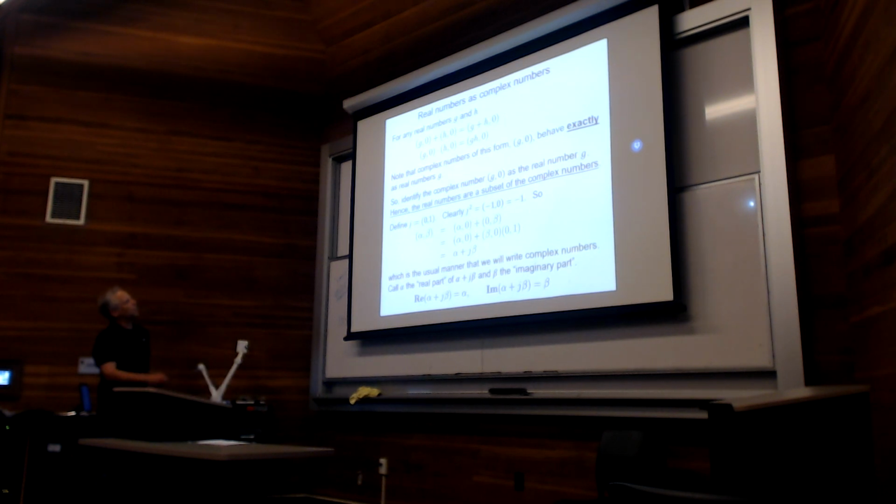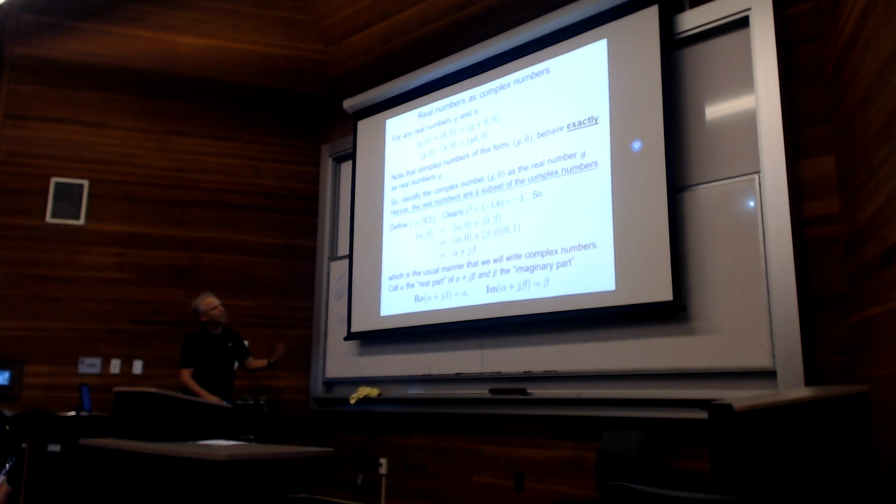So for any real numbers g and h, if I make the complex numbers (g, 0) and (h, 0) and add them, I get (g+h, 0). And if I multiply them, as on the previous pages, I get (gh, 0). So it makes sense to think of the real numbers as a subset of the complex numbers, right? Complex numbers of this form behave exactly like real numbers g. You can add them and multiply them, and you just get back these real numbers. So we'll identify (g, 0) as the real number g, and in that sense, the real numbers are a subset of the complex numbers.